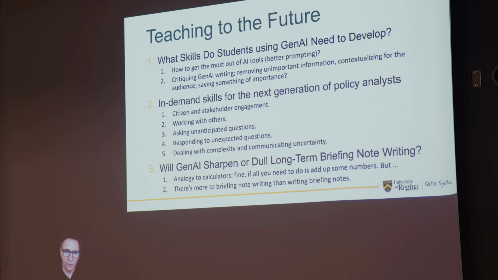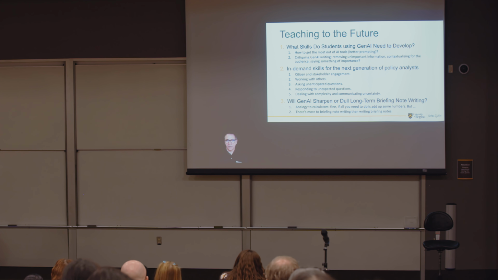So, lastly, I'm really curious about what the impact is on long-term policy analysis and the ability to write briefing notes. If we take the analogy to calculators, generative AI is fine if all you're trying to do is add up numbers. But there's something really fundamental about policy analysis and briefing note writing, which goes beyond simply synthesizing what exists and putting it into the right boxes. Thinking about the context of the decision maker, thinking about the particular problem, about the issues that stakeholders and citizens are facing, and how we can develop decision support to move decision makers into a position of being able to make a decision that's better than they would be able to make if they didn't have this support.